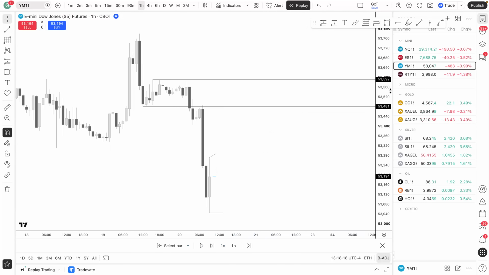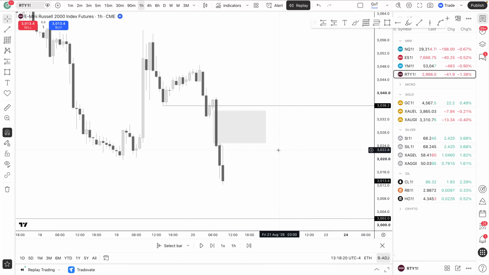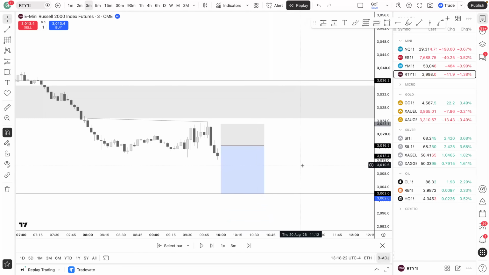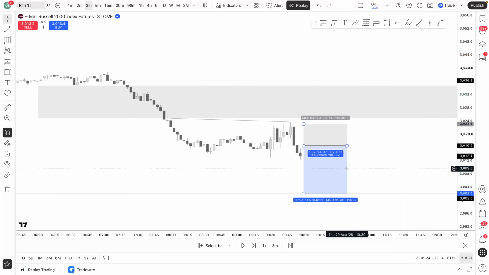That's pretty much all we had on YM or indices. You can see the strength just there, and we got the three minute CSD. So we took this live to this low.